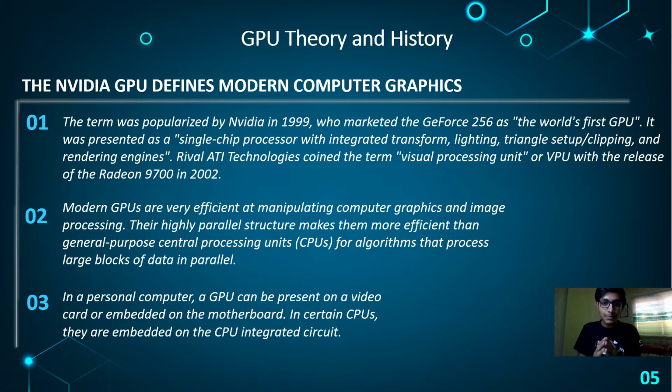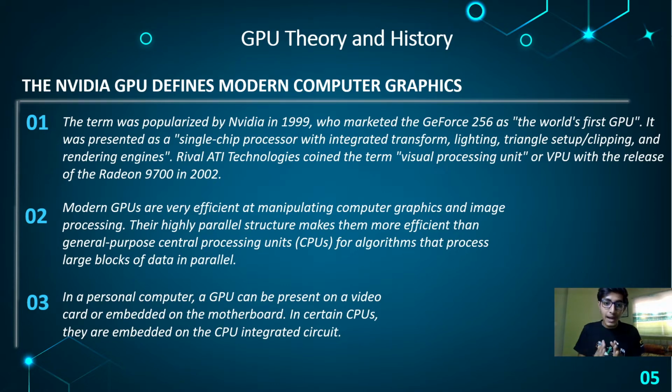It was a single chip processor which integrated transform, lighting, triangle setup, clipping, rendering engines, etc. And then rival companies also used the term and started the GPU market. Modern GPUs are very efficient, as we all know about how NVIDIA, AMD, the Ryzen series, GeForce series, they all have touched the skies with the GPUs and processing speeds.